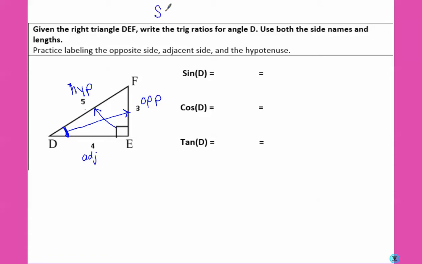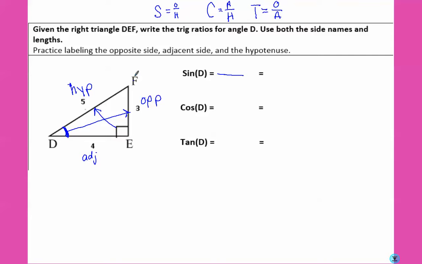So I'm going to write my SOH, CAH, TOA at the top to help me remember. Now you guys have it right above the picture on your note sheet, but you might want to do this on the top of your practices to help you remember what to do. So if we want sine of D, we want the opposite over the hypotenuse.